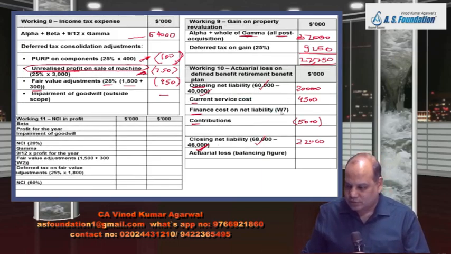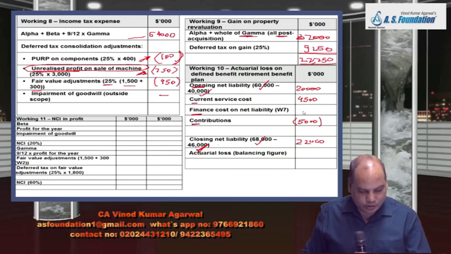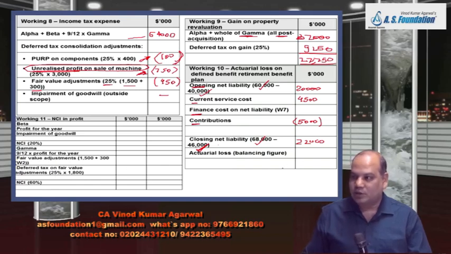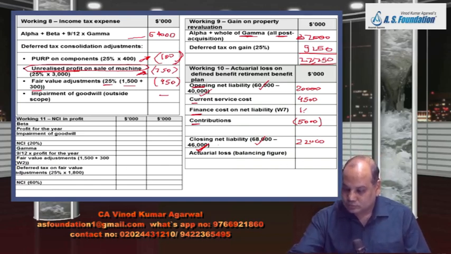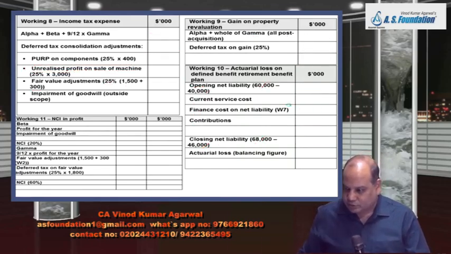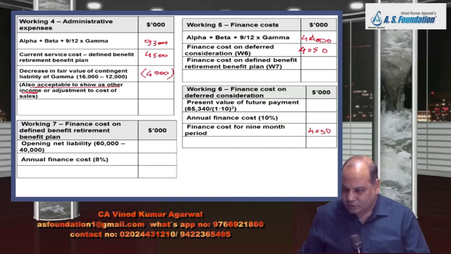Back to this working note number 10. Alpha's borrowing rate is 9% per annum. On that date, the market yield on corporate bonds was 8% per annum. So you have an opening net liability of 20,000. On 20,000 at 8%, how much finance cost on net liability will you recognize? 1,600. And 1,600 we will also add here in finance cost.